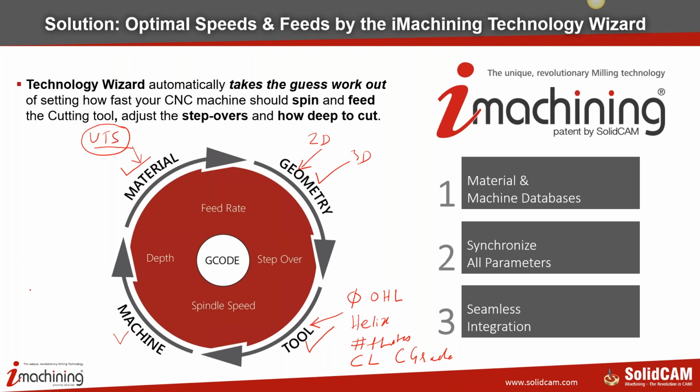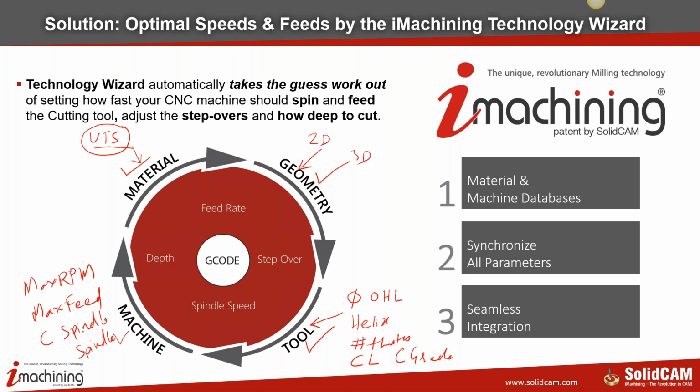First of all, we need the maximum RPM. We need maximum feed rate. We also need the continuous spindle power, and the spindle construction. The spindle construction, I'll come to it when we get into the software. So we need to know all these things in SolidCAM.